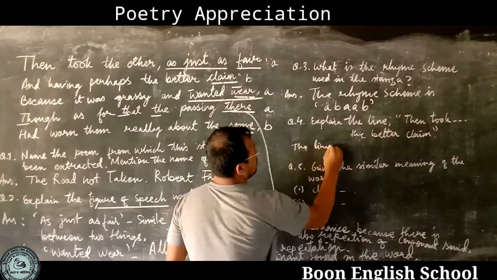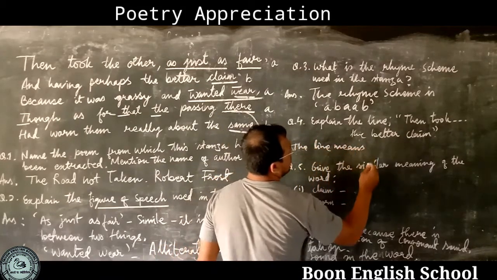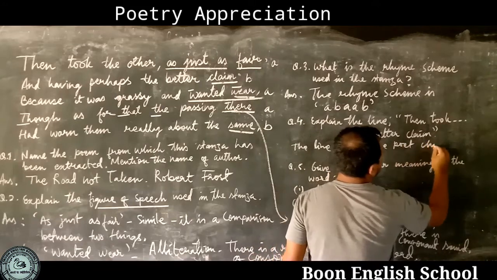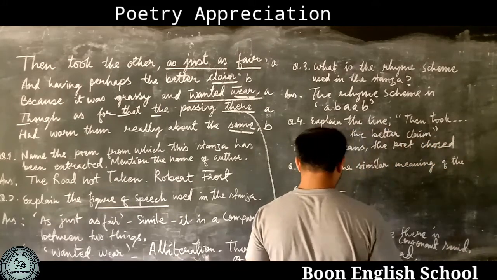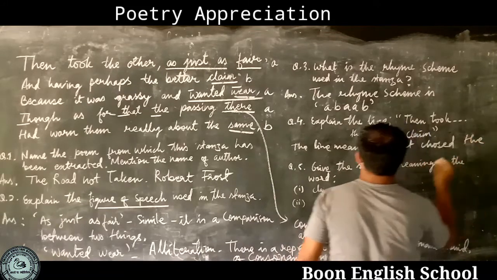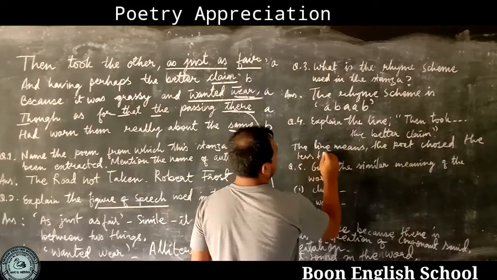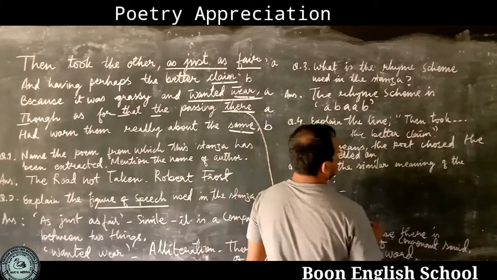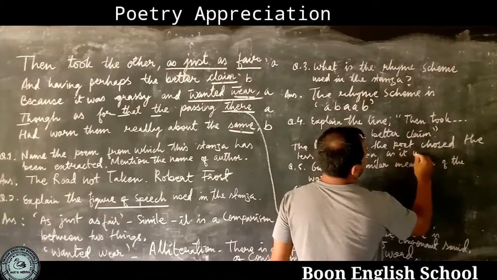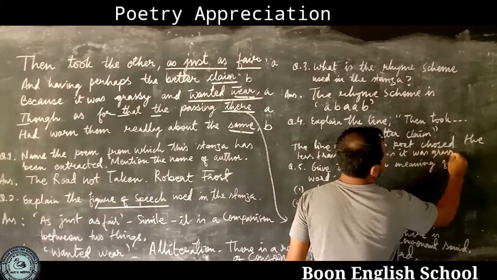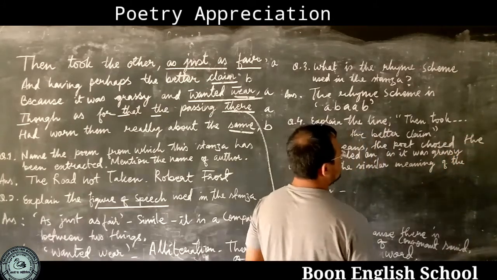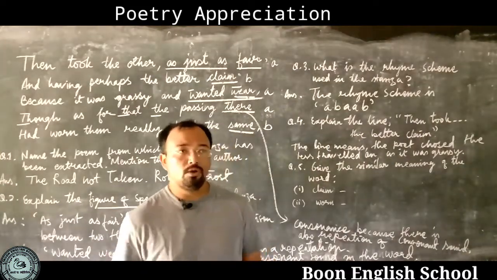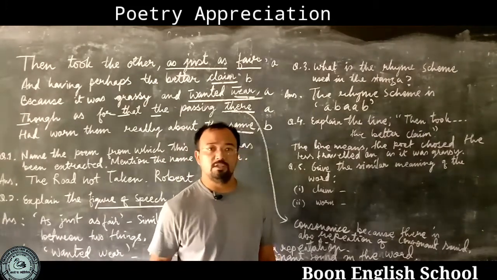The line means the poet chose the less traveled one, as it was grassy. So it was grassy and he thought that people have not walked in that path. Now curiosity has grown in his mind: why have the people not walked in that path? So he wanted to know.